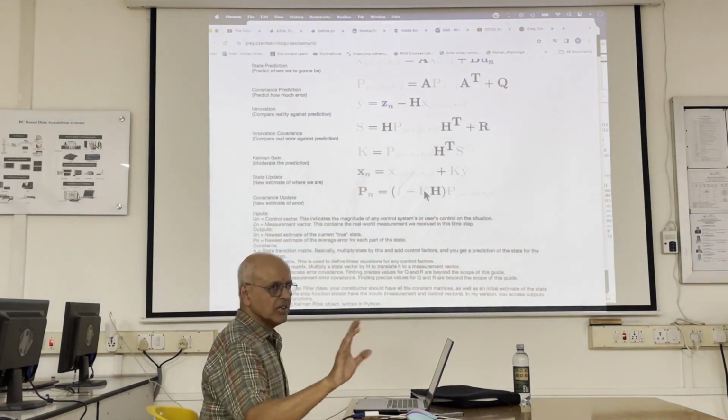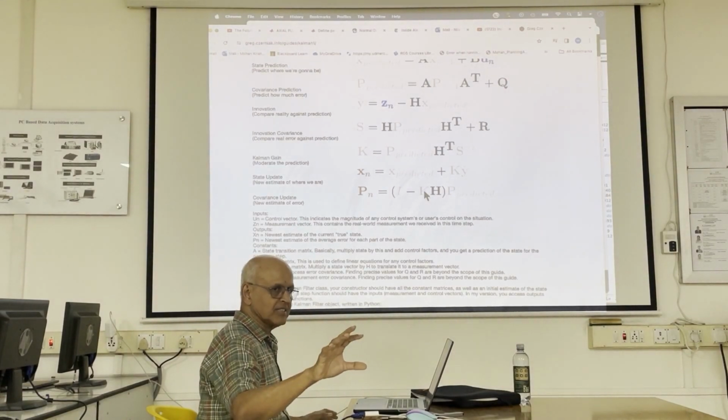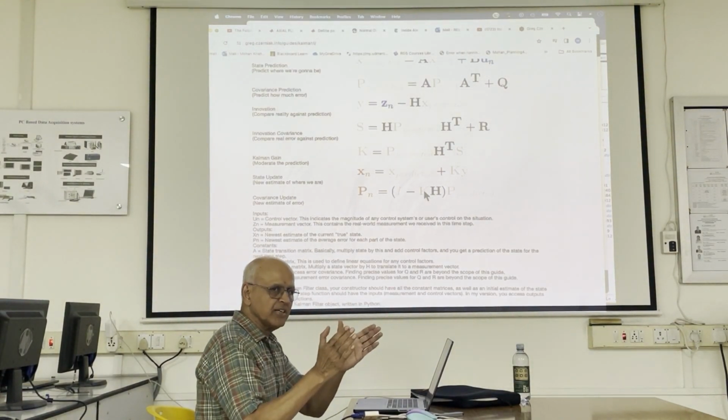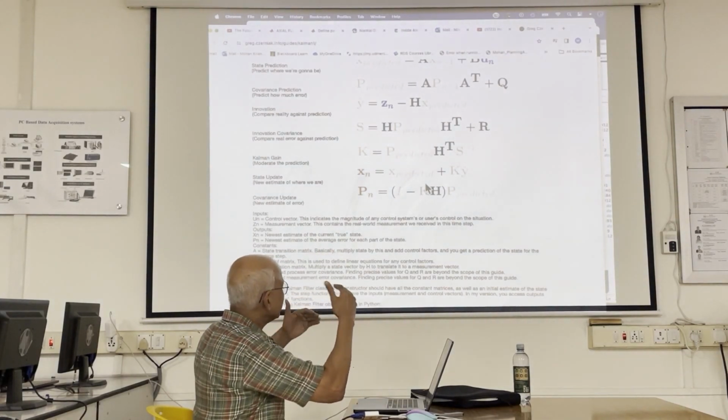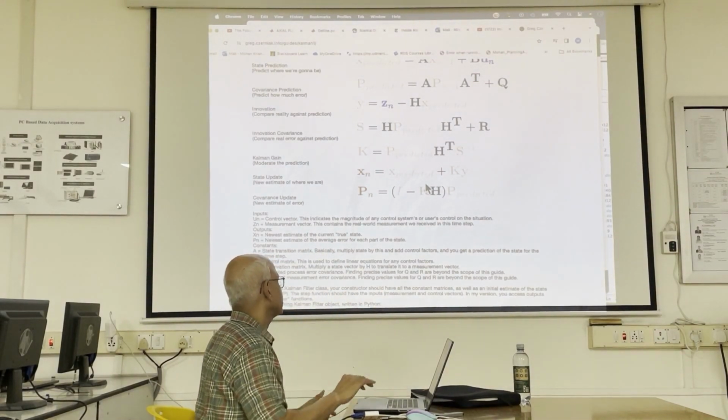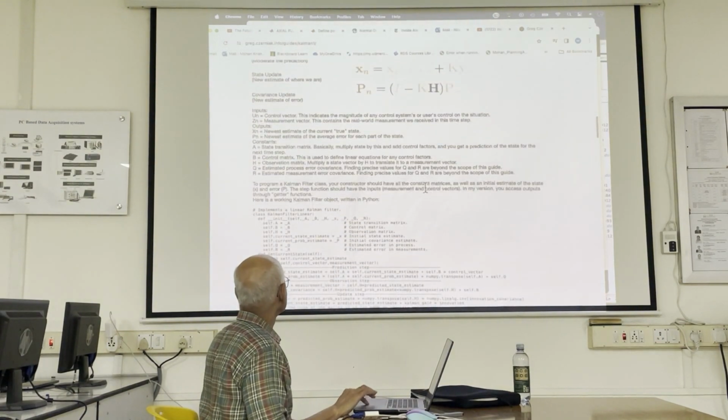Now, the 7 equations are not the 7 equations, okay? It's still 5 equations. He's breaking up some of them into an extra equation. So Kalman filtering is not 7 equations, he's doing some intermediate steps to make it 7 equations. Oh. So this is the code in Python.